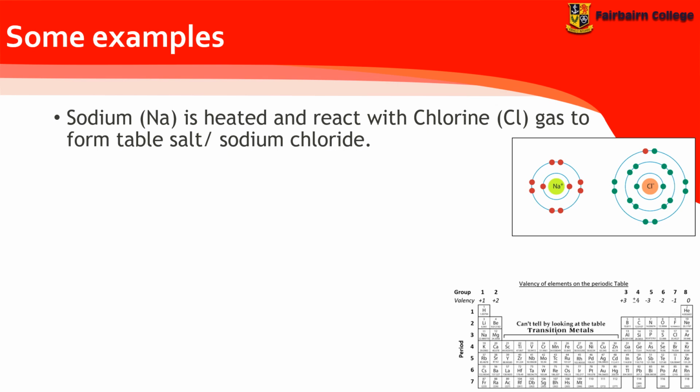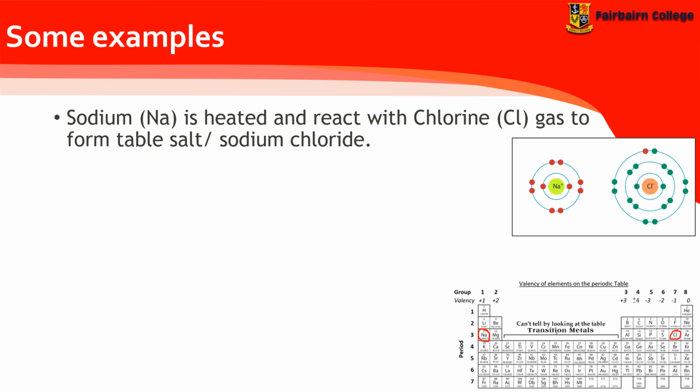Okay, so let's look at a few examples. In this first example, they say sodium is heated and reacts with chlorine to form table salt, otherwise called sodium chloride. So when we do this, we have to go to our periodic table. Let's first go to our periodic table, and we see over here is sodium, and over here is chlorine.